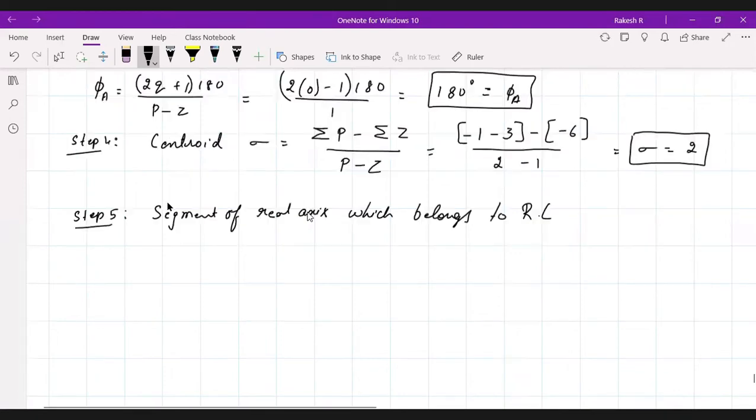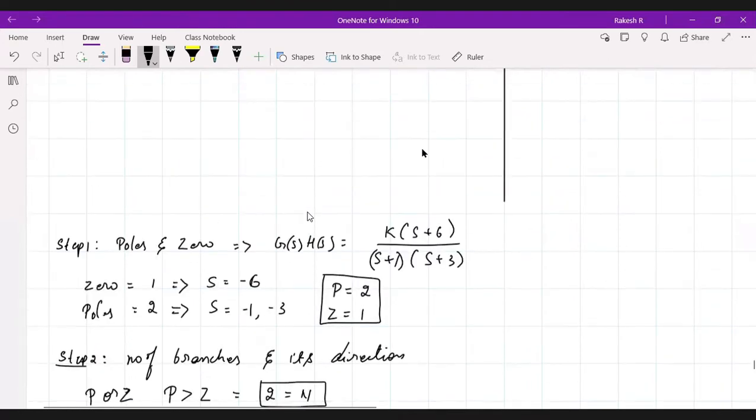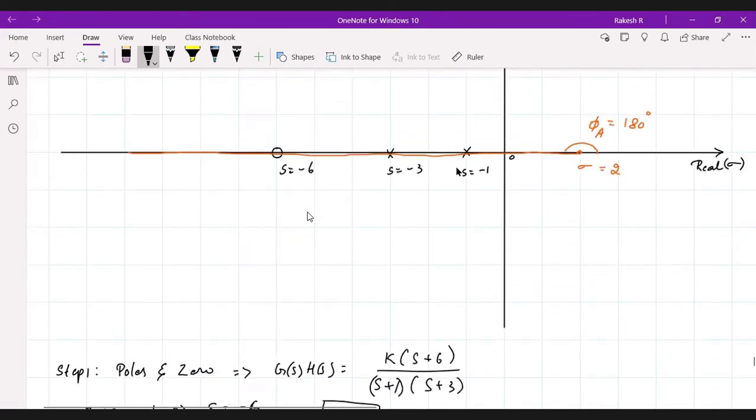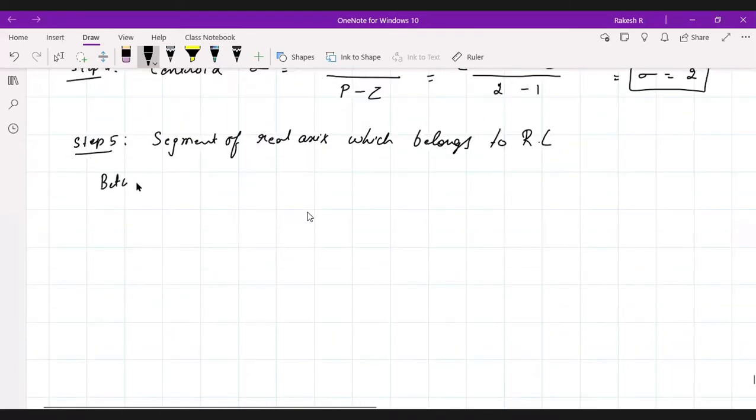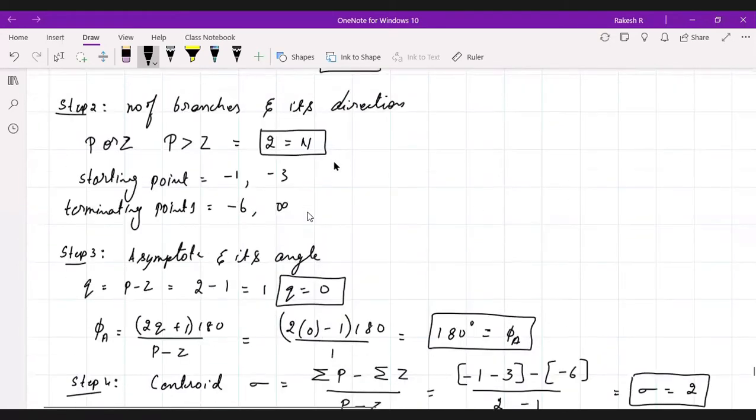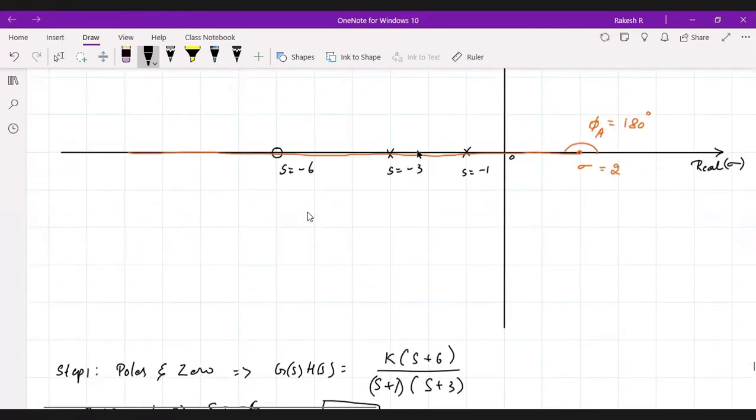Now, how to do that? First, we need to consider the poles and zeros here. We need to consider any two poles, or any two zeros, or any pole and zero here. At first, we shall go with -1 and -3 here. Towards the right of this we don't have any poles, so we'll be considering only -1 and -3 here. So in between -1 and -3, to do that, we need to cover up -3 and towards the left of -3, and count towards the right of -3, that is s equals -3.